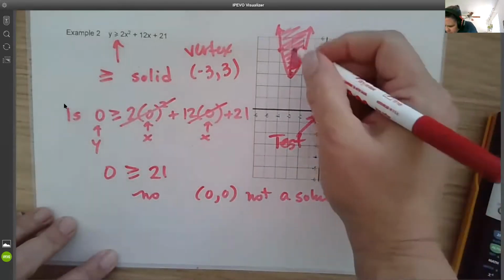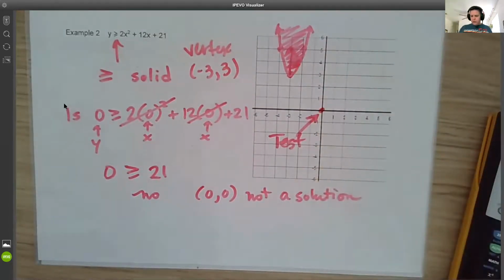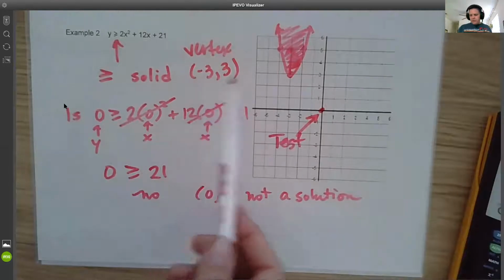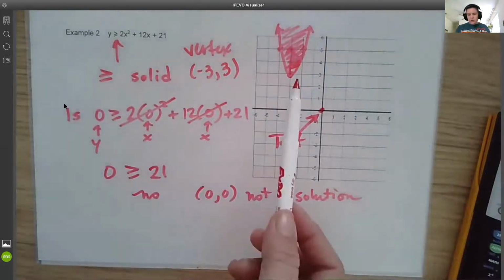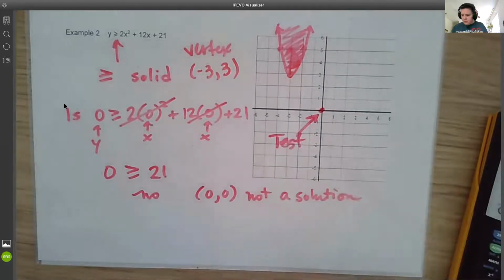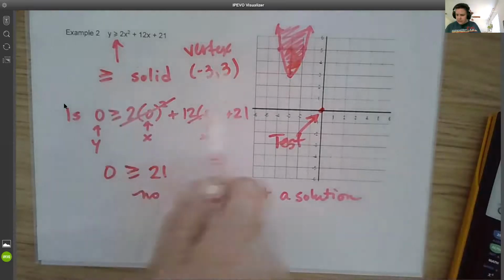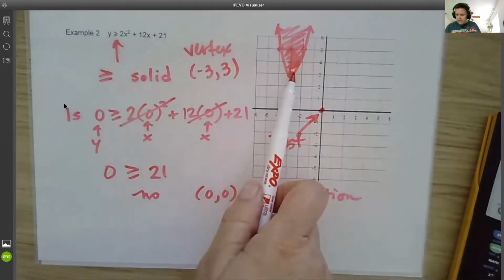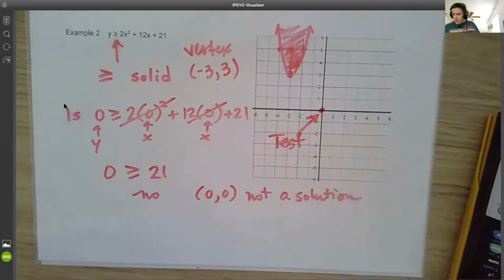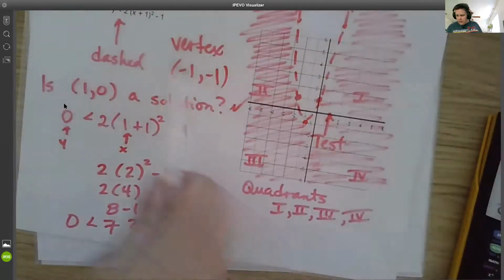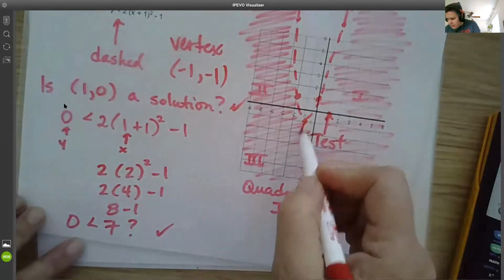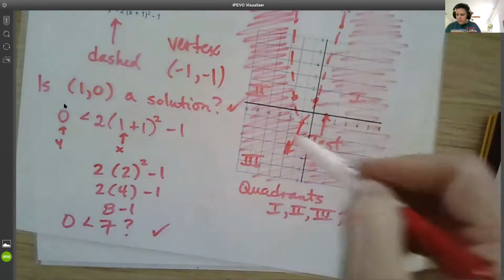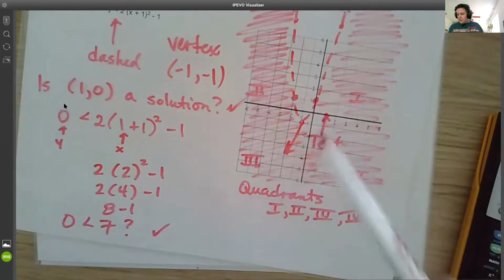This always works like this. So if you're not big on doing a test point, if you find the vertex and sketch your graph, your inequality symbol will show you which side of the parabola to shade. So here, since I have greater than or equal to, greater than in this case is inside. Here I have less than, because of the way the parabola is turned, is outside.